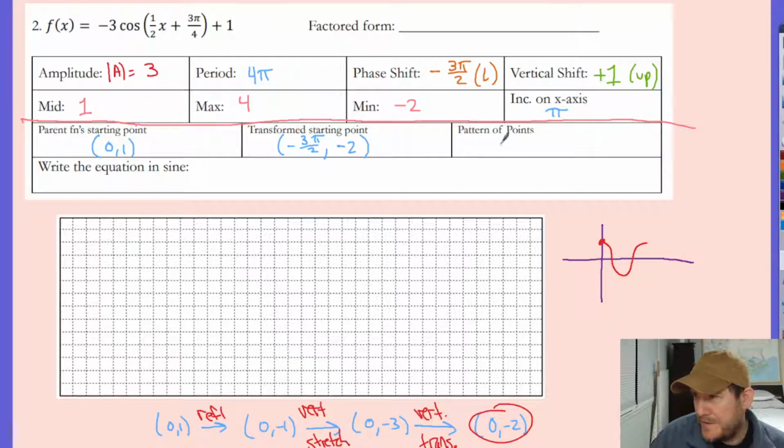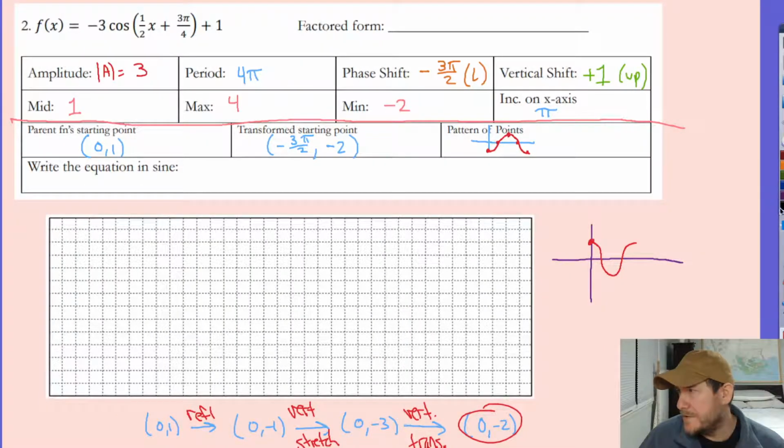All right, what's our pattern of points? Well, it's not the usual one because we got reflected. So our pattern of points will be min, mid, max, mid, min. There you go.